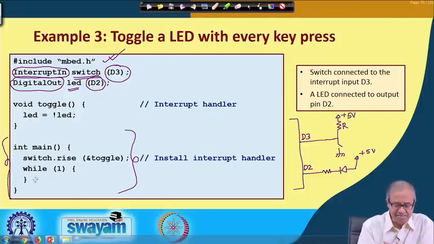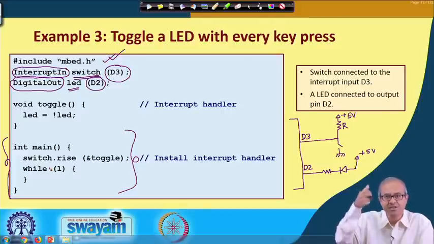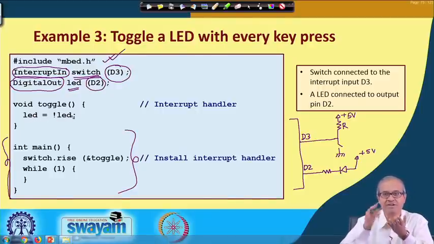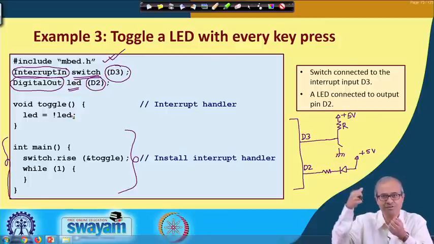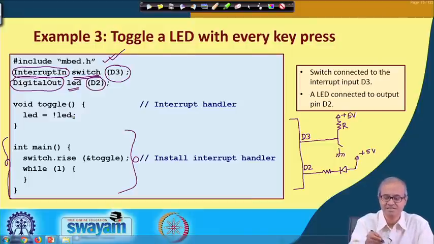And after that there is a dummy loop, while 1, an infinite loop; your main program is waiting, and every time there is a switch press, meaning an interrupt comes, toggle will just do LED equal to not LED. If LED was 0, it will become 1, and if it is 1, it will become 0. So, for every switch press, toggle will be called and the status will change. Just like this it will go on.